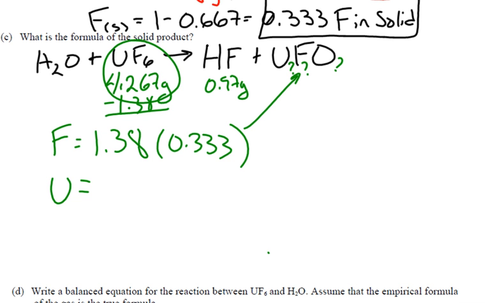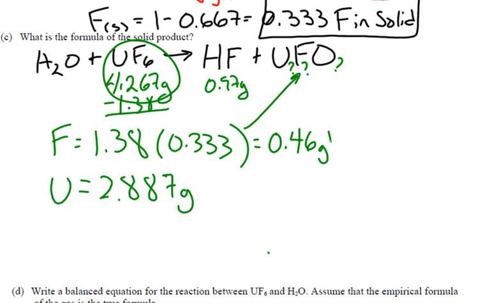So the original sample had 2.887 grams of uranium. This is going to come out to be 0.46 grams of fluorine. I guess it's redundant. I don't have it on one line.